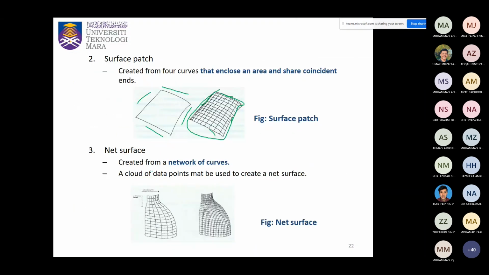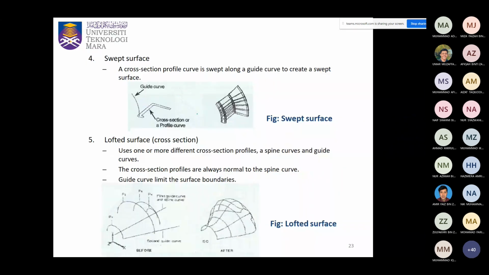The third type is a net surface, which is formed from a network of curves. That means you have multiple curves arranged in different directions, which forms the surface. And then we have the swept surface, which I told you about just now, where we have a particular profile against a particular trajectory. And then we have the lofted surface, which is a surface from cross sections.